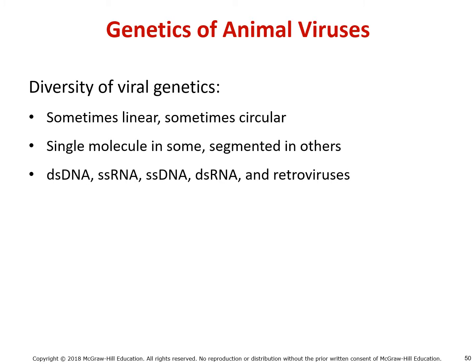So whenever we talk about diversity in viral genetics, we've already done this once, but I'll point out that often we have linear or circular arrangements for the genes of viruses. We have single or double-stranded segments. We have RNA and DNA strands, or even retroviruses. The idea here is viral genetics are quite diverse because viruses aren't alive and don't have to follow the rules that living things do.